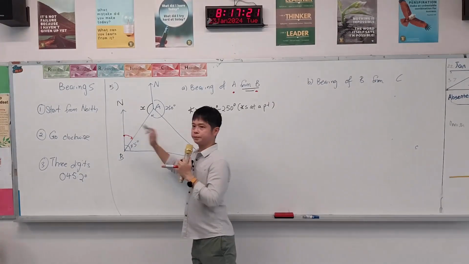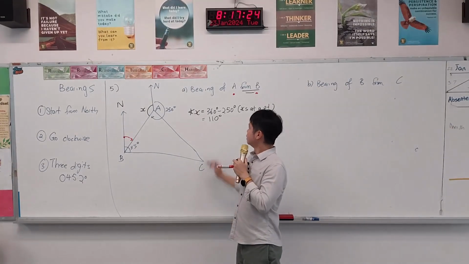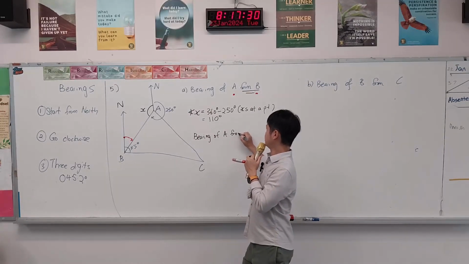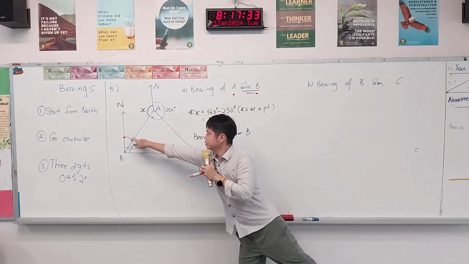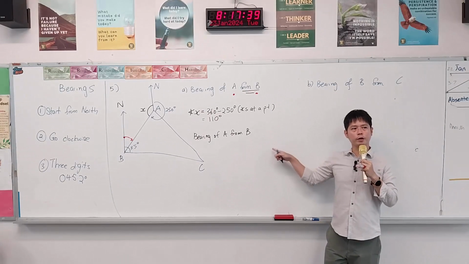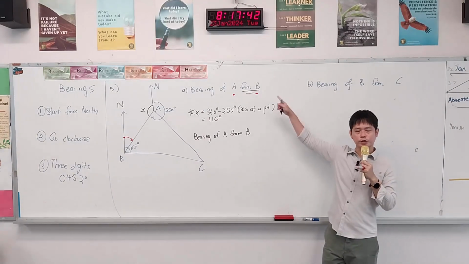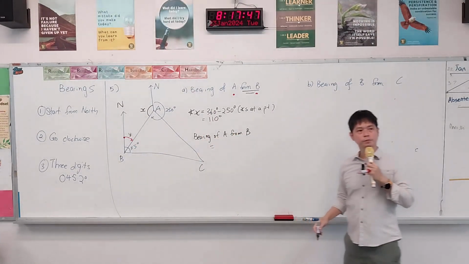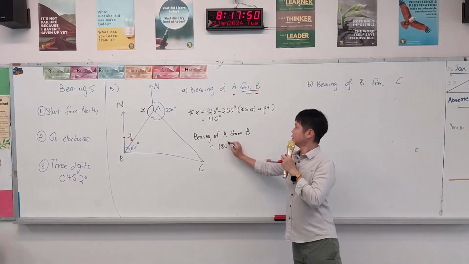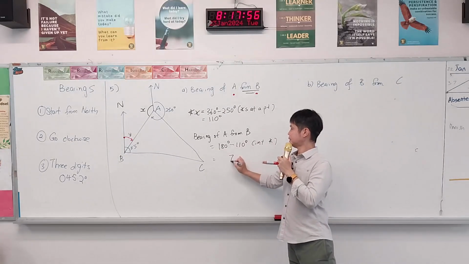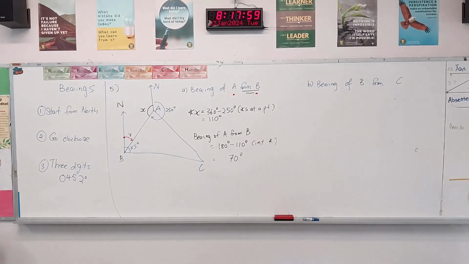Next, let's call this angle Y. Or you can call this bearing of A from B, which is this angle Y here. But I will label it this way because this is the question. This is the hardworking way of writing it out because I am answering the question. So how do I find this angle Y here? 180 minus 110, interior angle, and the answer is 70. Yay, finish. No mark. What is wrong?